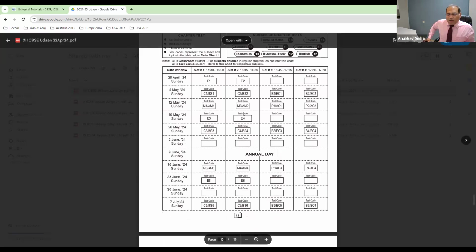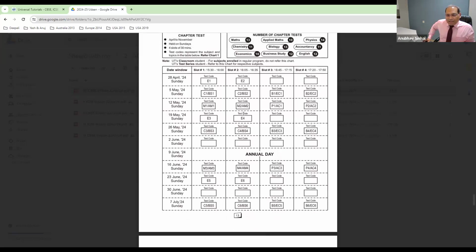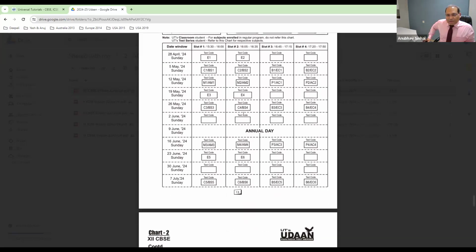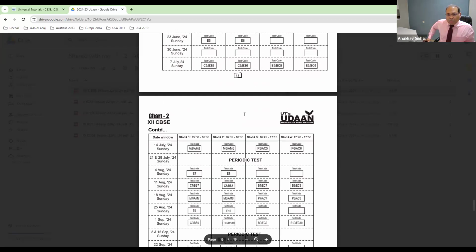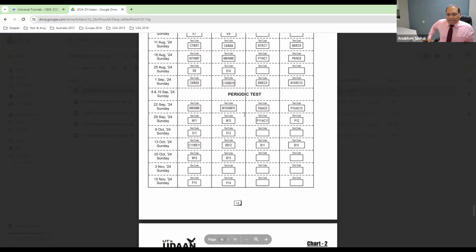So on an average, 1 hour a week agar aap karenge, and if you go as per our recommended plan, you would complete very easily by November. And the entire सारे chapters के सारे topics complete हो जाएंगे November में.